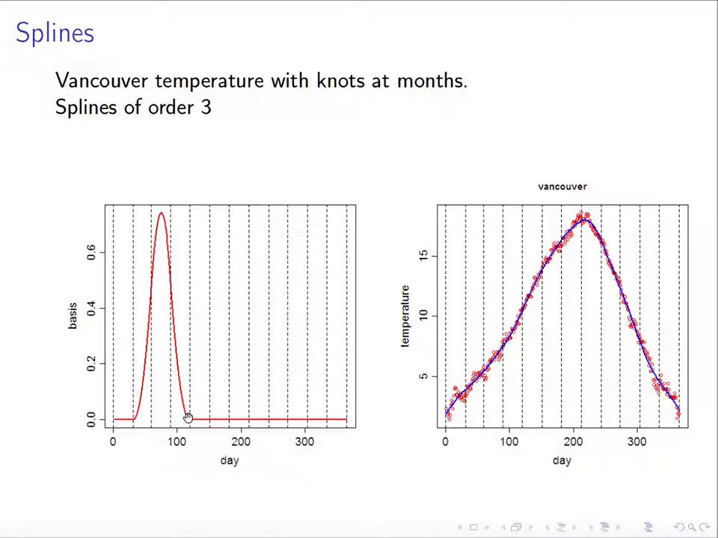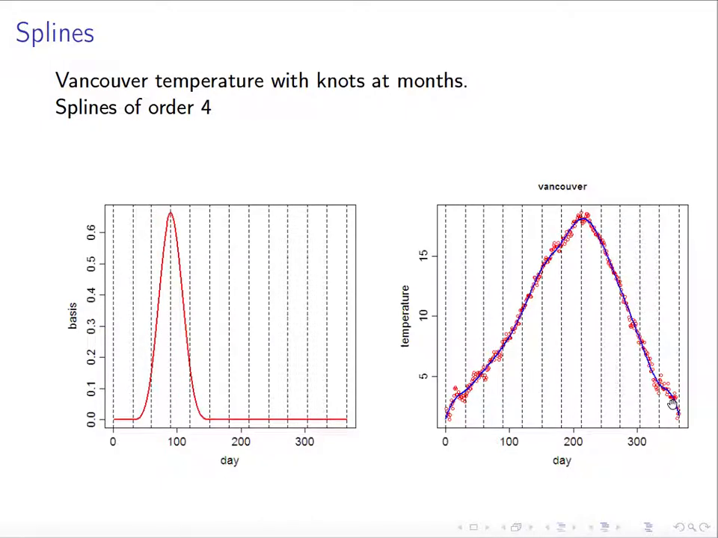The right panel shows the approximation of the temperature curve when we use order 3 B-splines. You can see the blue fitted curve is now a nice, continuous, smooth function on the whole interval.